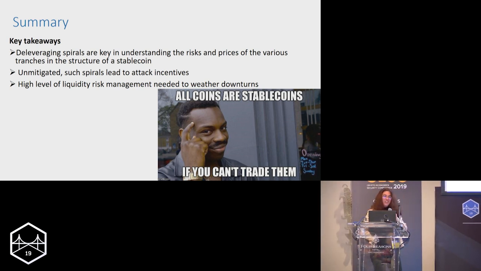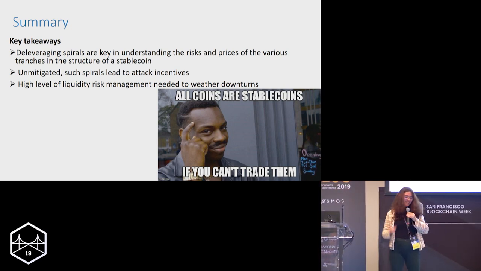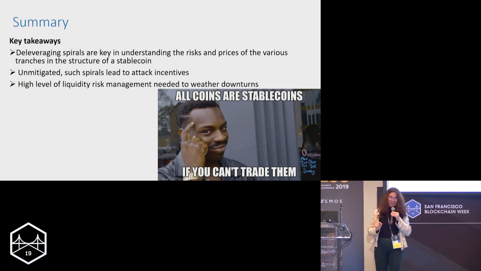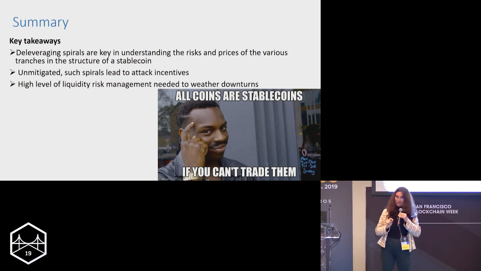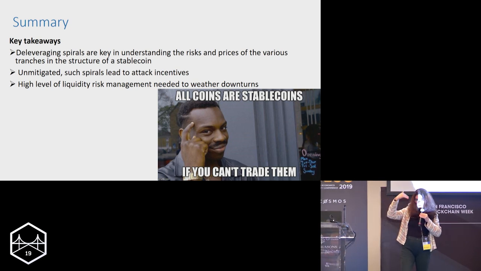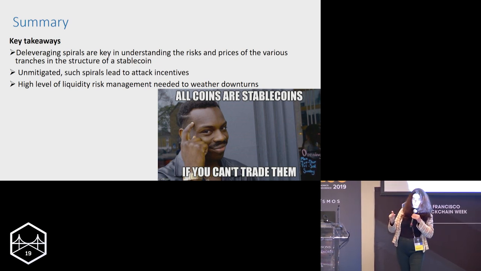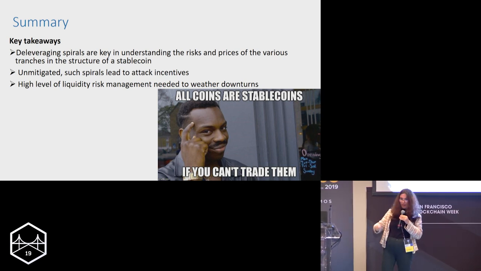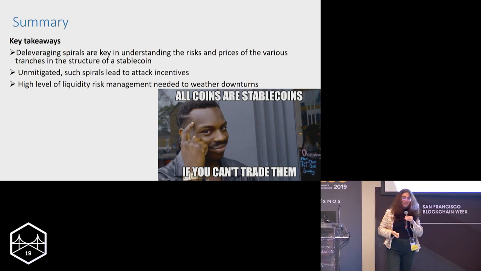and the speculators. So here's my key takeaway, and I know that I'm always out of time. Deleveraging spirals are key in understanding the risk and prices of the various tranches in the structure of a stablecoin. Unmitigated, these spirals can lead to attack incentives. I haven't spoken about this, but if you know you're going to have a liquidation spiral, and if you know that having a certain order of transactions gives different effects on the price than those transactions reordered slightly differently, that's something we never saw in the traditional market, because in the traditional market, everything goes to the same computer. But here you can extract value by reordering transactions, so this could lead to different attack incentives.